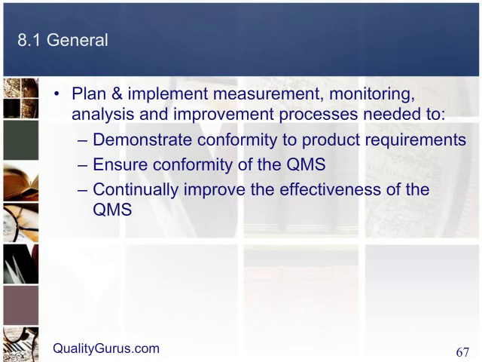The organization is required to plan its measurement, analysis, and improvement processes. The purpose of these processes is to demonstrate conformity to product requirements and to ensure the conformity to and continual improvement of the quality management system. These are high-level requirements for continual improvement. The details of these are provided in further sub-clauses.